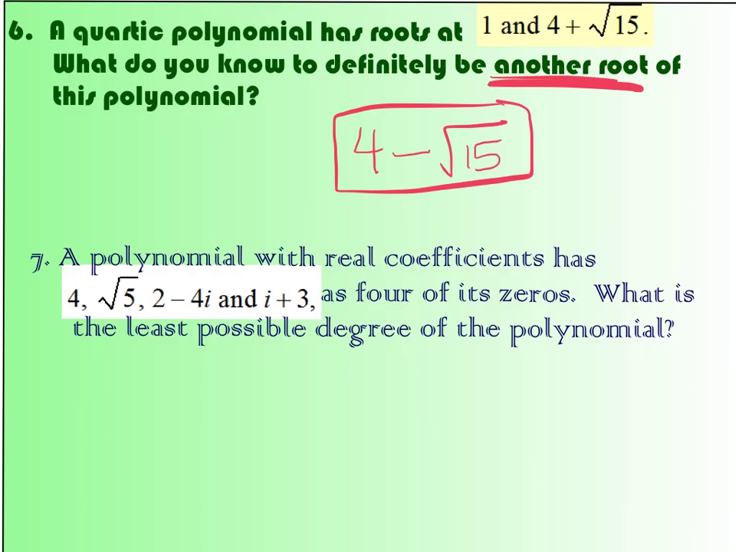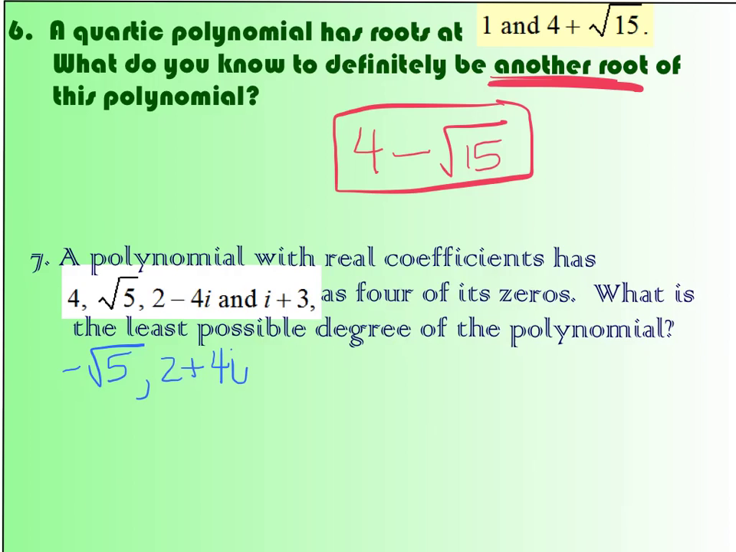But if I have radical 5, then I know I must also have negative radical 5. That must be another answer. It has to be there. 2 minus 4i. Again, I have to have 2 plus 4i. It has to be there. It has to be an answer.